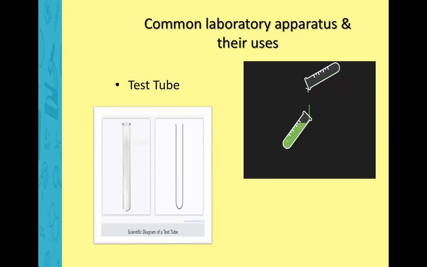Test tubes are used to hold small samples. Means one end is closed and the other end is open, and the closed end is rounded, and throughout the length of the tube, it has the same width. There is no difference in the width at the top, at the open end, or at the bottom end. Okay.